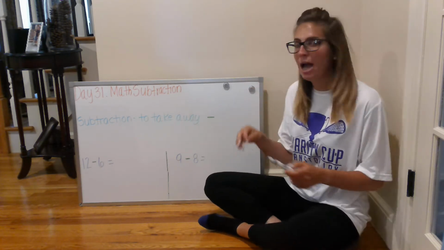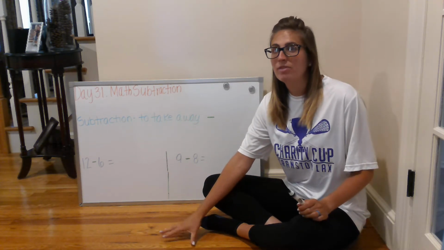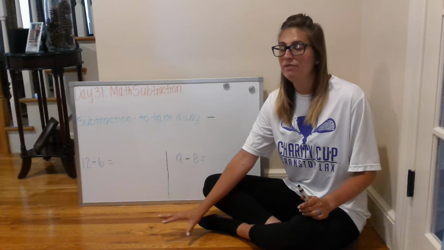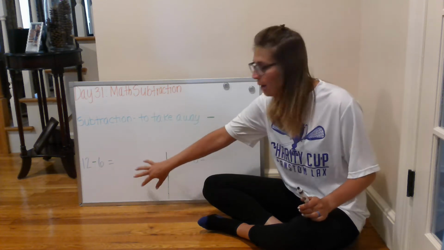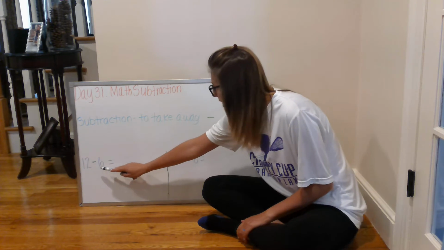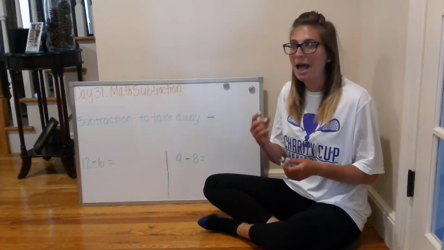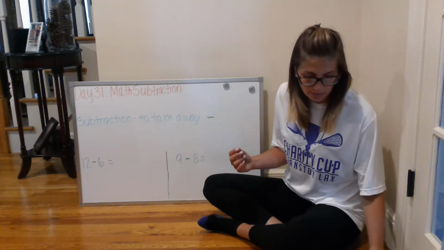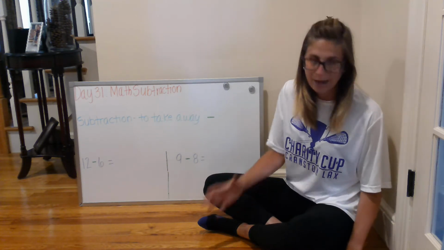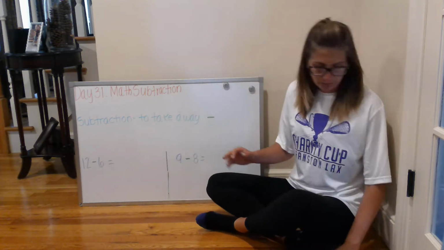I'm going to show you how I would solve this using manipulatives, so any type of counters that you have at home, and if you don't have any counters, how we will draw it out. So our problem says 12 minus 6 equals. My first number tells me how much I'm going to start off with. I'm going to show you by using counters first, then I will draw it out. So I have to put out 12 counters.